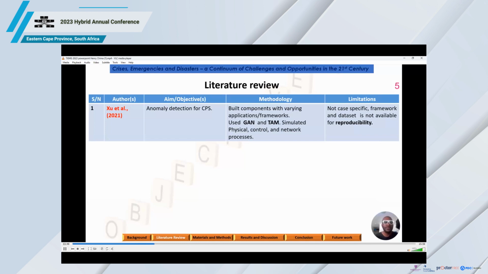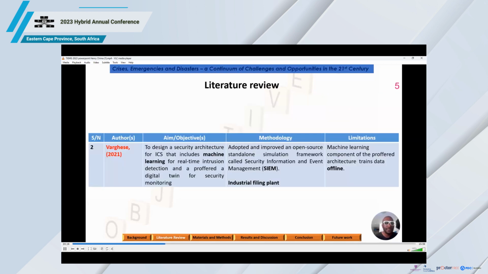Okay, now to literature review. Moving to the next section of the presentation, which is literature review. I'll be looking at the work of Zhu et al. 2021, who adopted the concept of digital twin for anomaly detection. The methodology used was the generative adversarial network and the timed automata machine in generating their digital twin. But the limitation of the study is that the framework that was profiled and the datasets are not available for reproducibility.